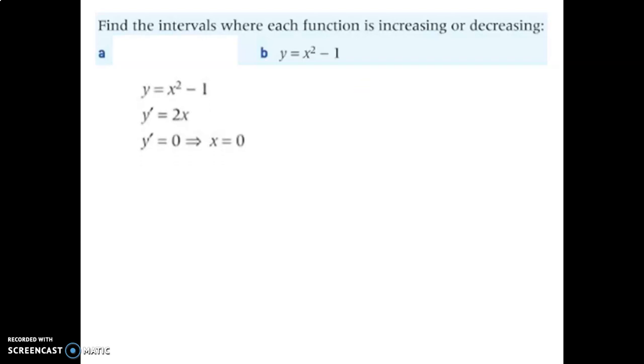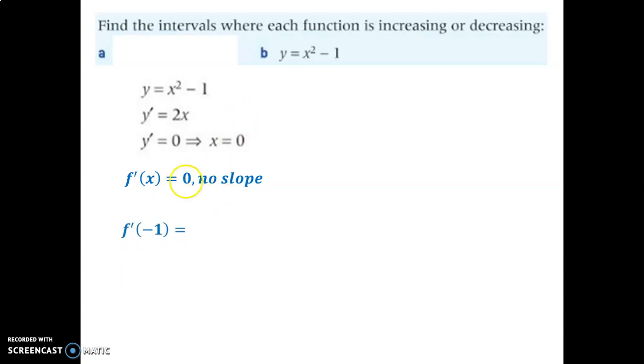Let's check our work then. So here's the derivative, 2x. I set the derivative equal to 0, and when you set it equal to 0, you can solve for an x value of 0. So what that tells us is there is a derivative value of 0, or no slope, when x equals 0. Okay, great. So what happens on either side of x equals 0?